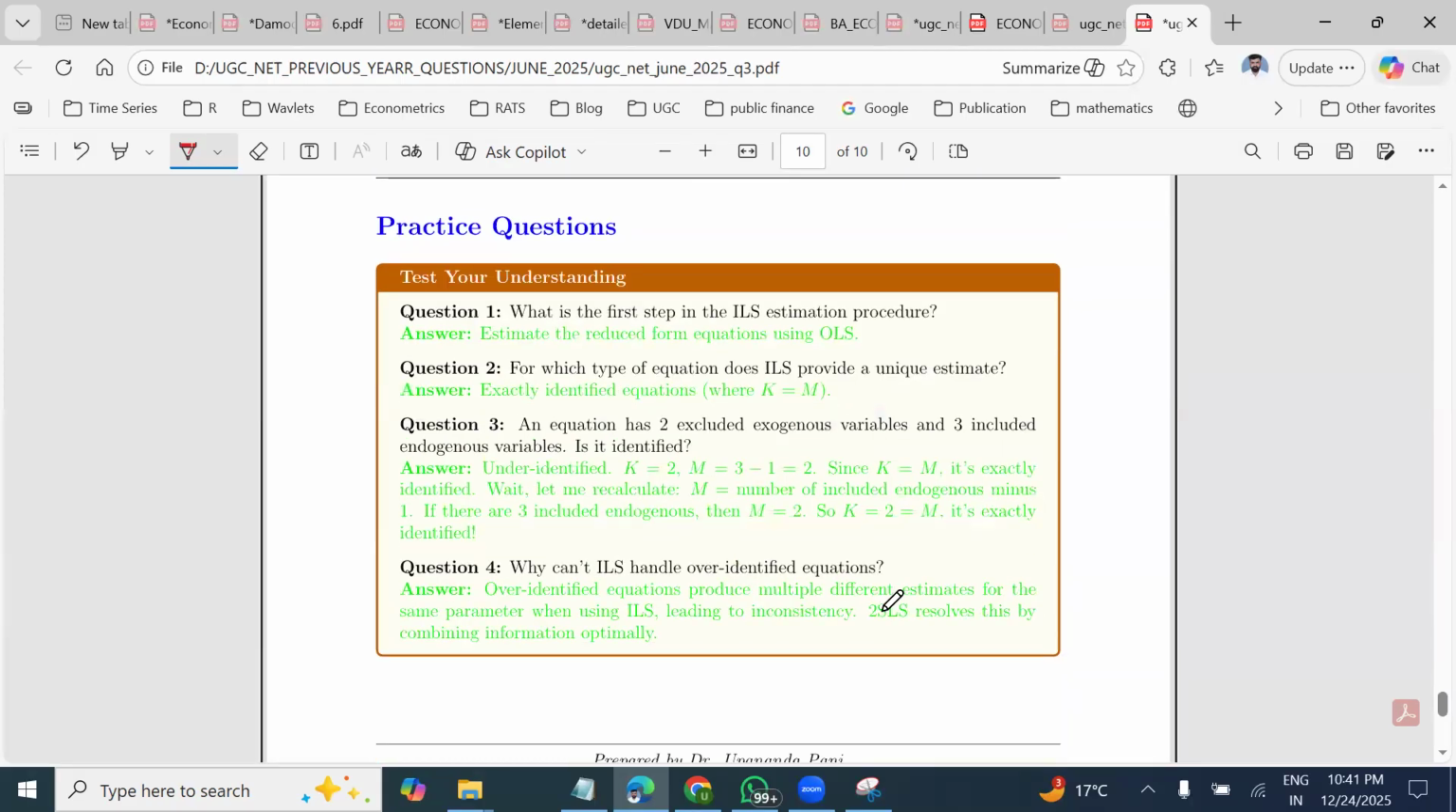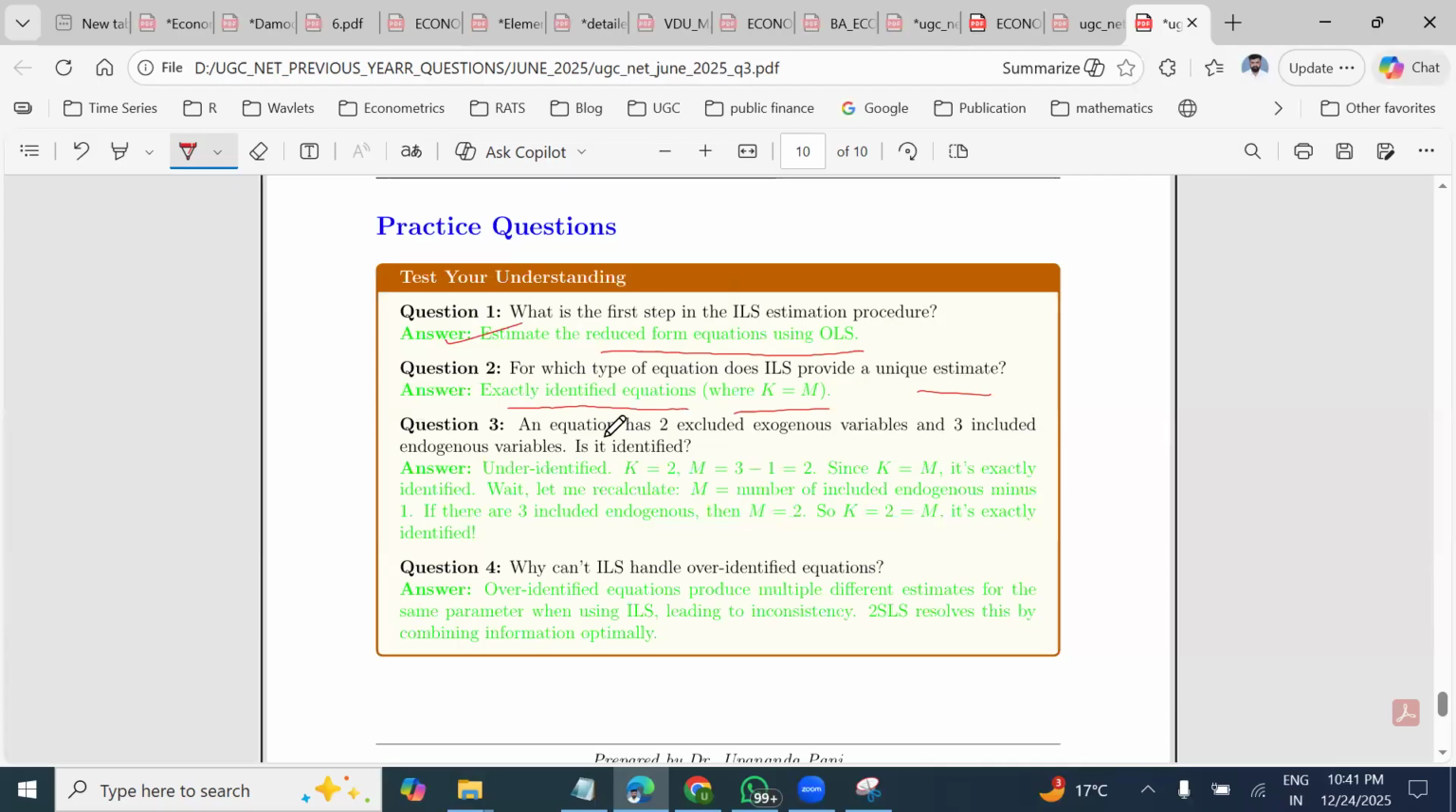Now, let's say some questions. What is the first step in the ILS estimation procedure? The first step is you have to estimate the reduced form equation using OLS. For which type of equation does ILS provide a unique estimate? If the equations are exactly identified, there it provides a unique estimate.